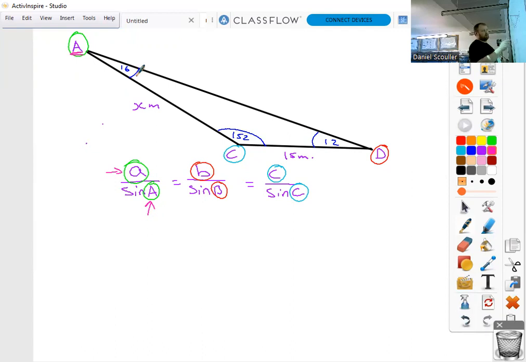And the side opposite that, that one there, is 15 meters. So let's put that in. 15 over sine 16.